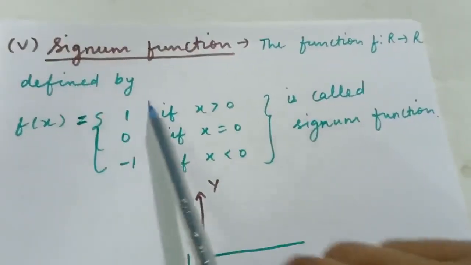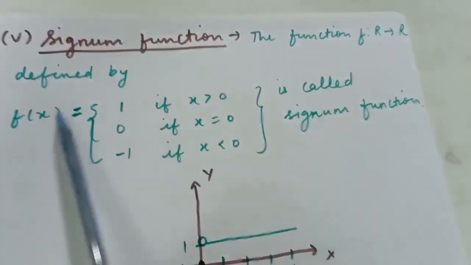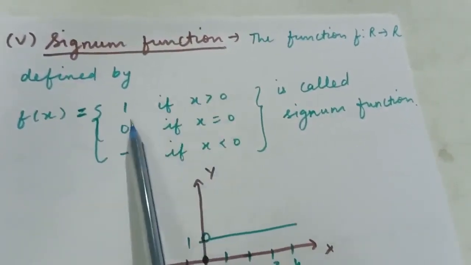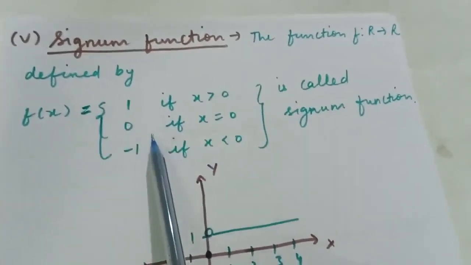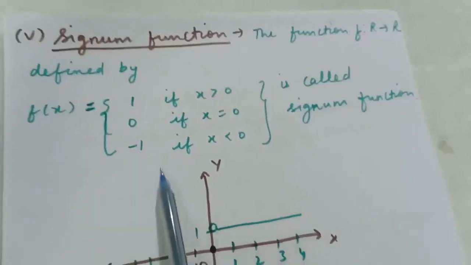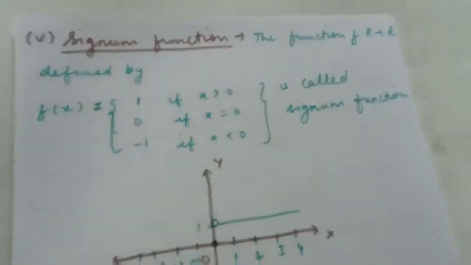Now next is the signum function. The function f from R to R defined by f(x): when x is greater than 0, the value is 1. When x is equal to 0, the value of f(x) will be 0. And when x is less than 0, the value of f(x) will be minus 1. Then it is called the signum function, right?